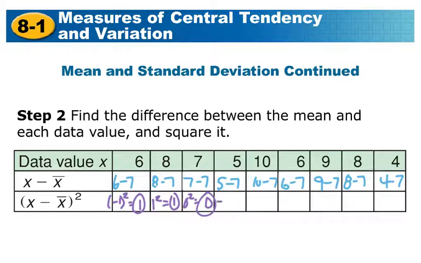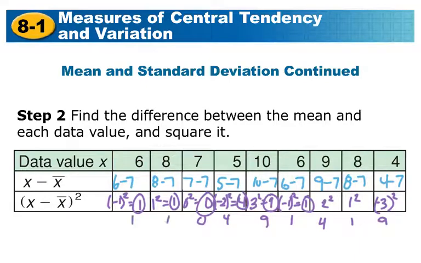5 minus 7 gets you a negative 2 squared, but doesn't really matter because it's still going to be a positive number, so 4. 10 minus 7 gets you 3. 3 squared is 9. 6 minus 7 gets you negative 1, but squaring that is just going to be 1. 9 minus 7 is going to be 2. 2 squared is 4. 8 minus 7 gets you a 1. 1 squared is 1. And 4 minus 7 gets you negative 3, which when squared is 9. So I'm just going to write all of these down here so we have that.